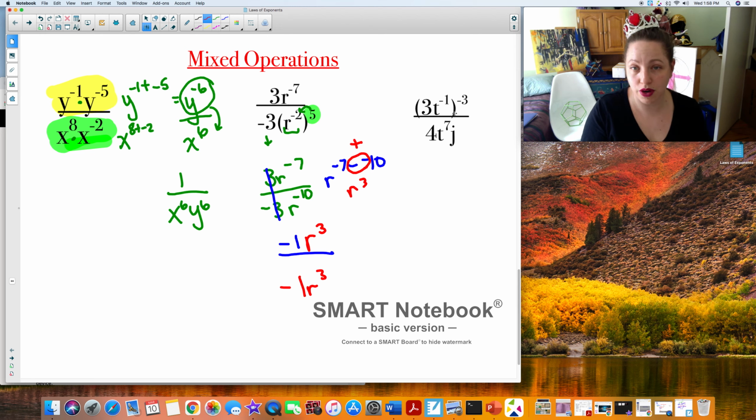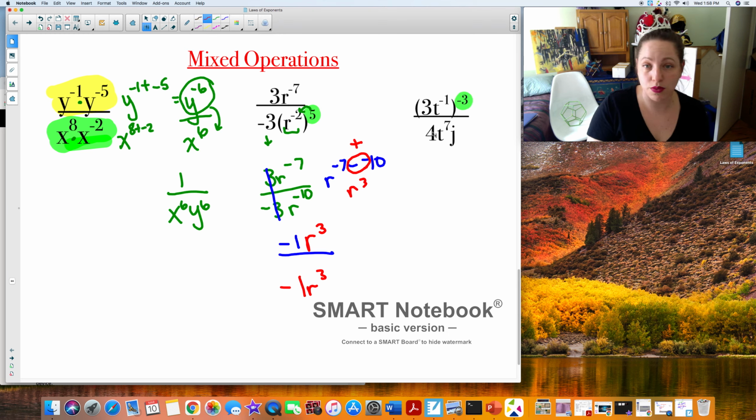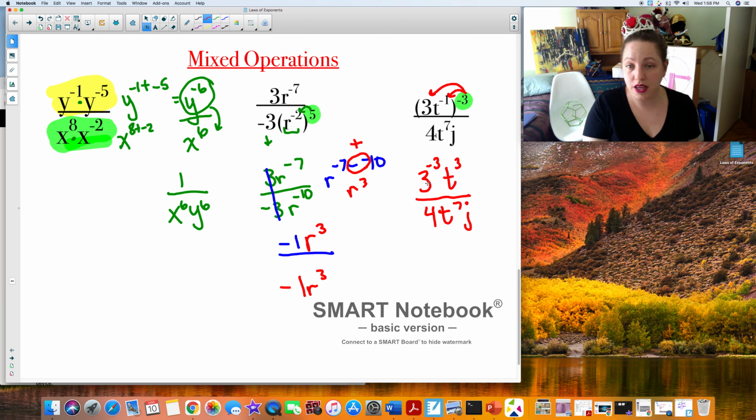Last one we're going to do right here. We do have an exponent outside parentheses. I always look at that guy first. So exponent outside parentheses, that's where I'm going to start. It's going to get distributed to everything, the coefficient included. So this becomes 3 to the negative third, t to the positive third. Bring everything else down. 7 and j. Nothing can be simplified in the top or in the bottom.